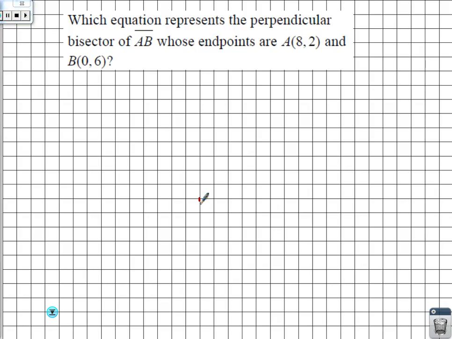So first off, I'm going to graph this so you can see it. A is 8,2. 1, 2, 3, 4, 5, 6, 7, 8, 2. B is 0,6. 1, 2, 3, 4, 5, 6. And I'm looking for the perpendicular bisector of that.